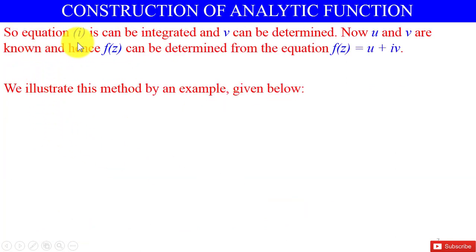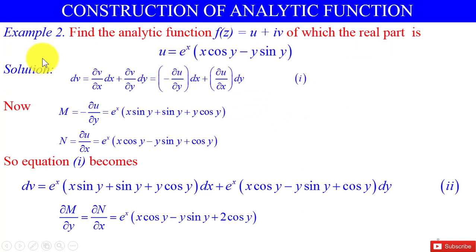So, equation 1 can be integrated and v can be determined. Now, u and v are known and hence f(z) can be determined from the equation f(z) = u + iv. We illustrate this method by an example given below. Example 2.